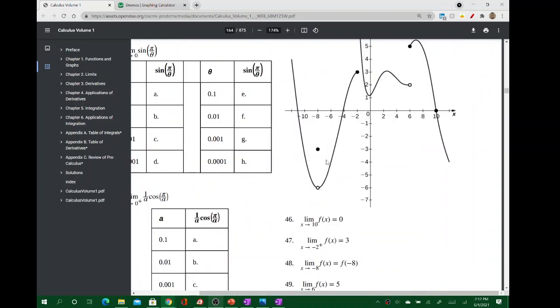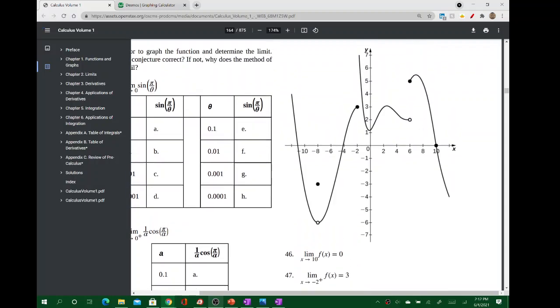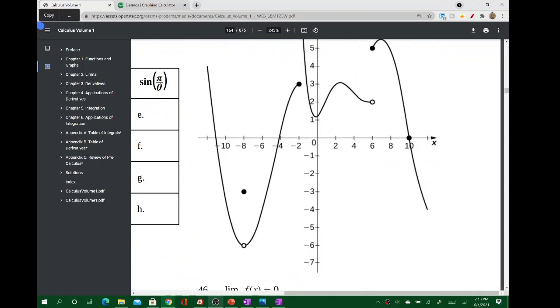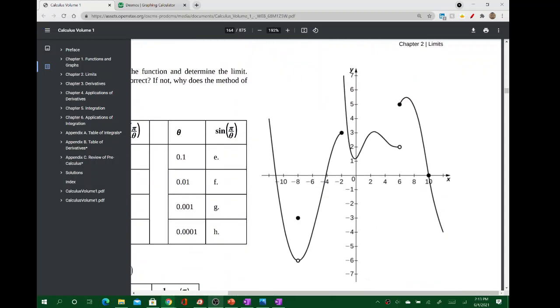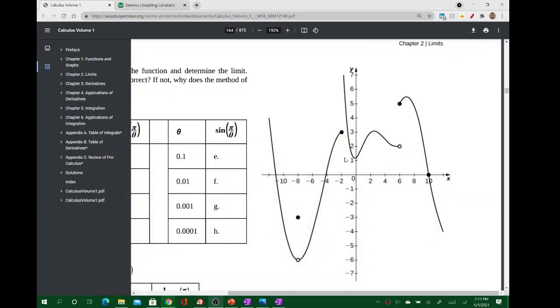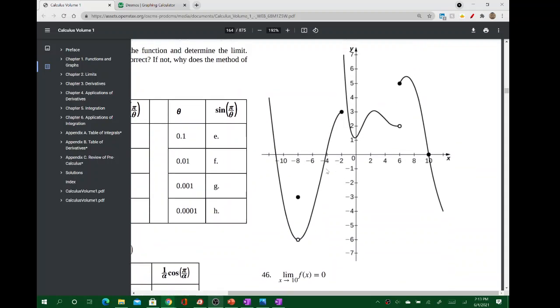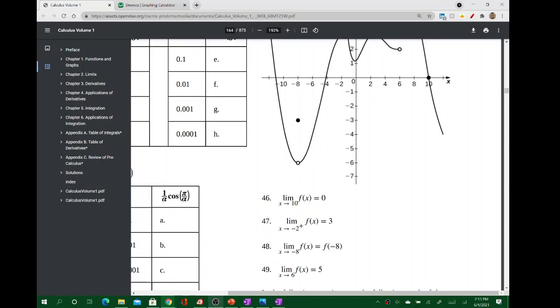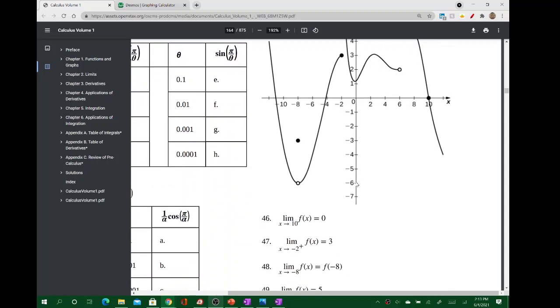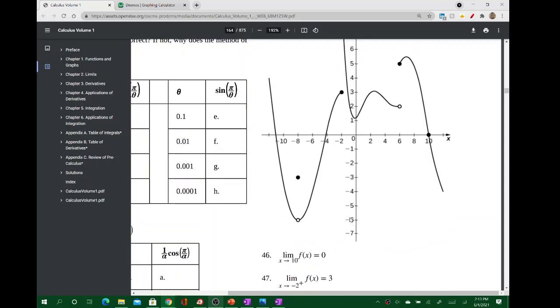Okay guys, so for this last part of the video, I want to look at this problem right here, where we're given this graph, and I promise this is the last part of this video. I really want to make sure that we understand exactly what this means. Now, it's saying to say whether each of the following is true or false. For the first one, it says the limit as x approaches 10 of f of x is equal to 0.